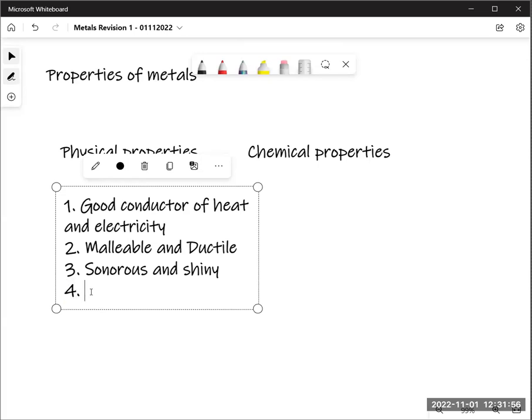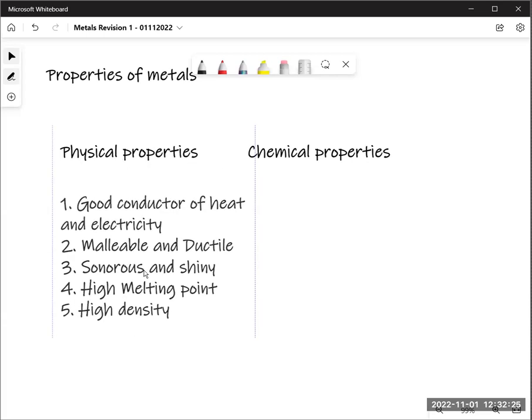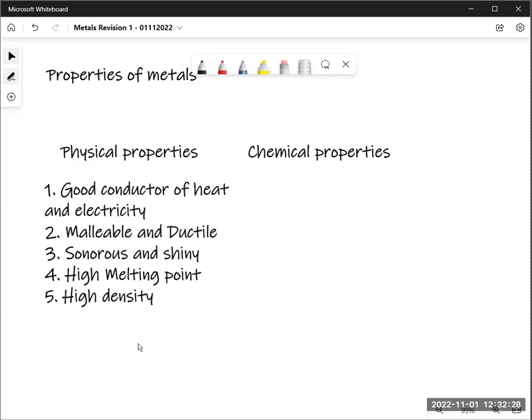Fourth, high MP. MP stands for melting point. And lastly, we have that they have high density. Now we're not classifying group 1 metals or group 2 metals, because that's different. We did that in the periodic table. These are the general properties of metals compared to non-metals.